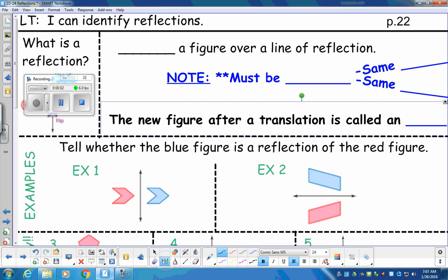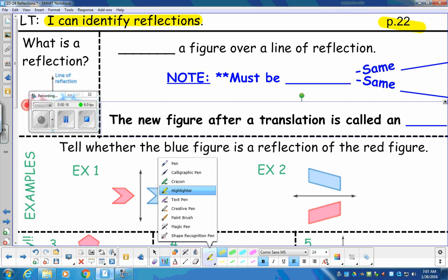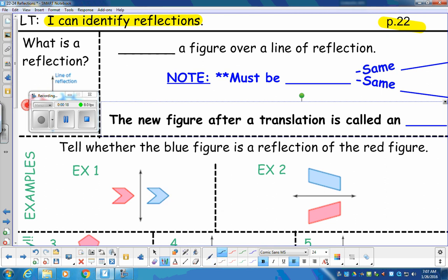Hey, seventh grade. So our learning target for today is I can identify reflections. You should be on page 22. So we're going to talk about reflections or mirror images. Now you've done reflections for a long time, but what's going to be a little bit different today is we're going to have some coordinates involved in the process. So that will be a little bit different in your reflection work for today.